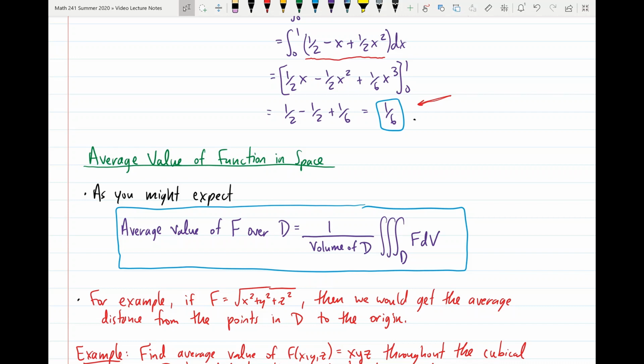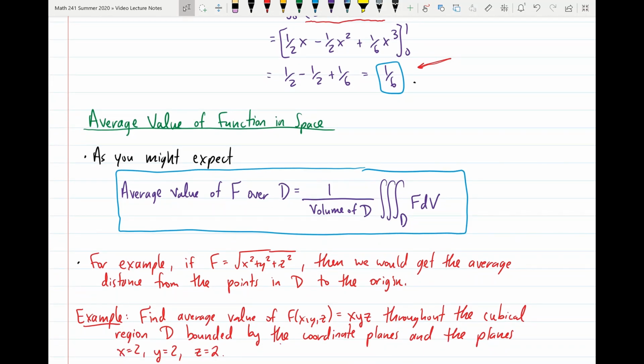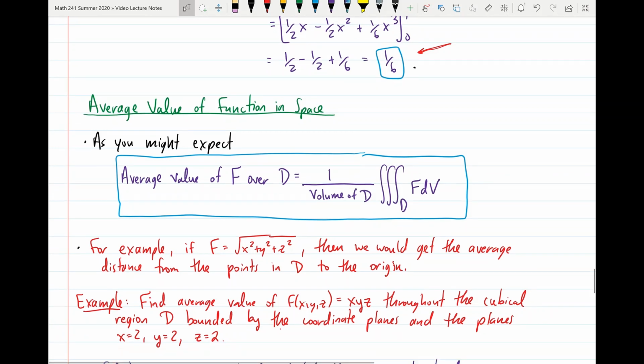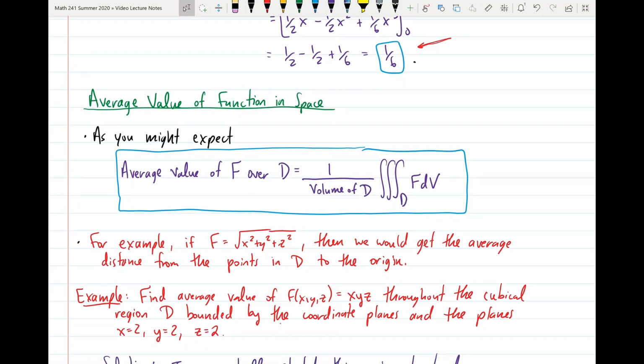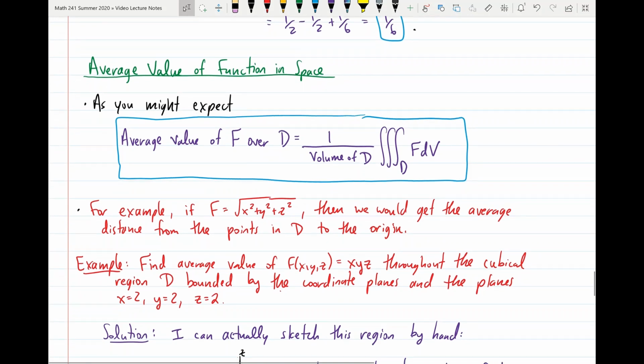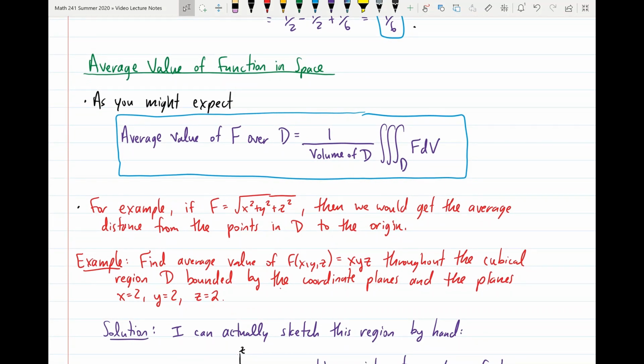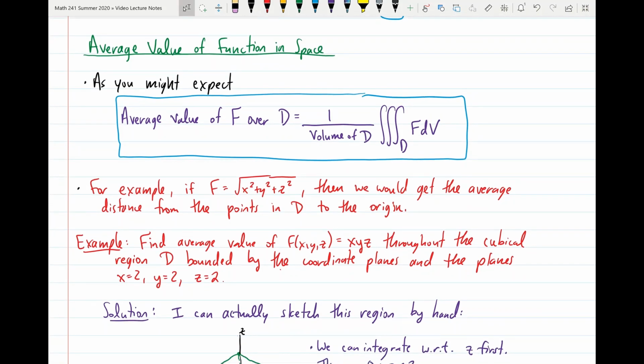All right, so finally we can move on to the last topic for this video, which is to extend the notion of the average value of a function to functions in 3 variables. So as you might expect, based on the definitions that we had from the previous videos, the average value of our function in 3 variables f over some 3-dimensional region D is equal to 1 divided by the volume of the region D times the triple integral of f over the region D.